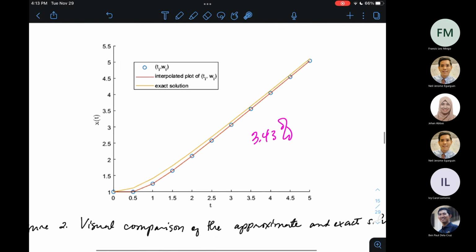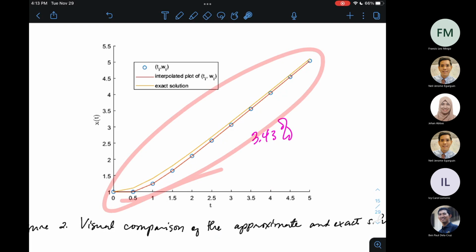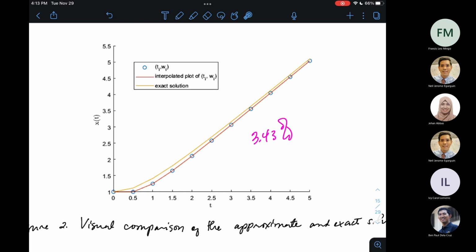Especially if it's a paper, people like to read diagonally. They only look at the pictures. So in figure number 2, I plotted the actual solution and the interpolated plot of t sub i, comma w sub i that I got. And you see that the two curves are close to each other. This is expected because we have already quantitatively described how good the approximation was. It's about 3.43%. And again, it's amazing because the solution is so simple.